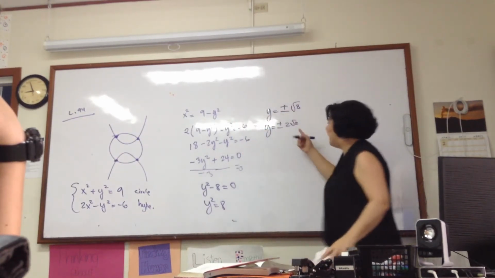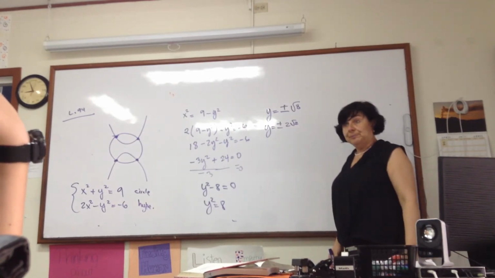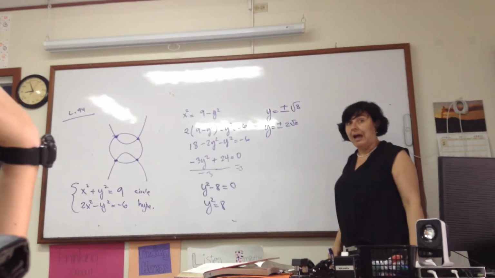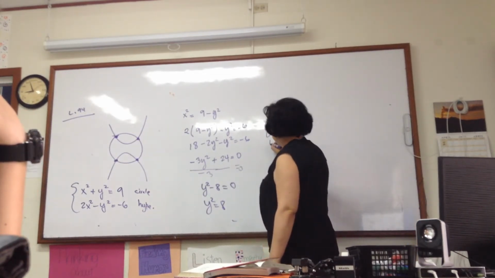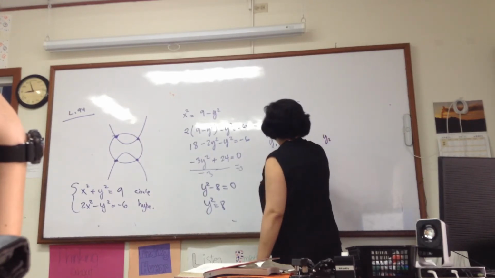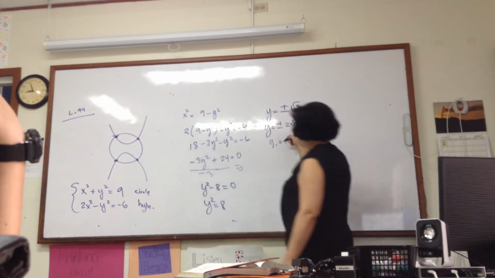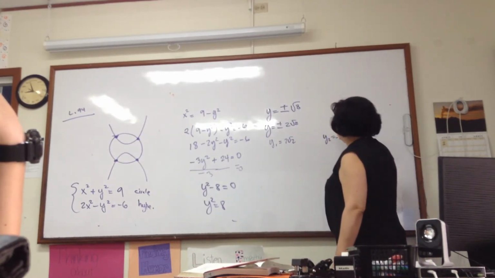So, now that I have this, what do we do? Substitute. So that means that I'm going to separate it into y1 and y2. y1 will be 2 square root of 2. Does everybody understand why it's 2 square root of 2? Yes. And y2 equals minus 2 square root of 2.